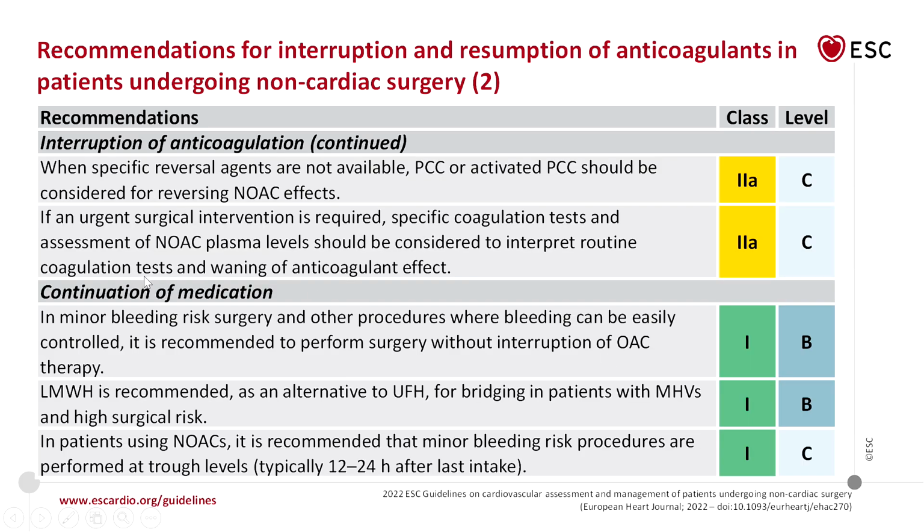if the patient is going for spinal or epidural anesthesia. When a specific reversal agent is not available, we can use PCC or activated prothrombin complex concentrate, which should be considered for reversing the NOAC effects. So these are available if the antidote is not there. If urgent surgical intervention is required, a specific coagulation test should be done, and NOAC plasma levels should also be tested. In minor bleeding risk surgery, we can perform surgery without interruption, and low molecular weight heparin may be recommended for bridging in high surgical risk. In patients using NOACs, it is recommended that minor bleeding risk procedures are performed at trough levels. It means 12 to 24 hours after the last intake of NOAC, we can do the minor bleeding risk procedures.